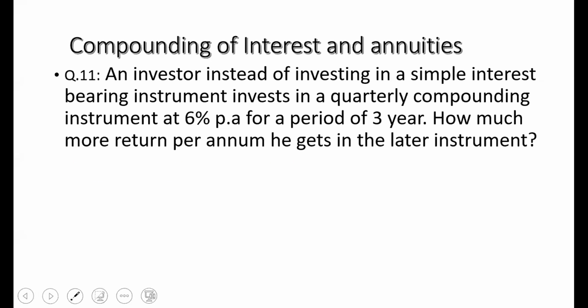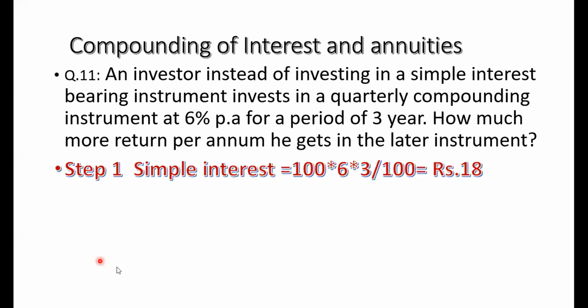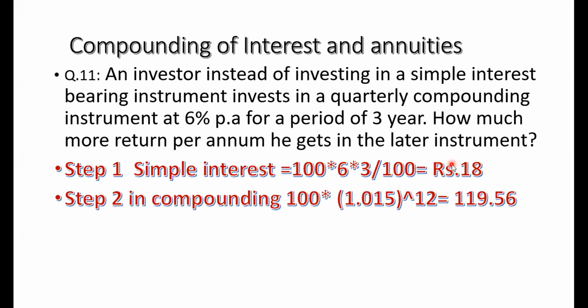Now, how to do it? Same formula, simple formula. How much more return? Instead of investing in simple interest, you get PNR by 100. Assume he is investing 100 rupees at 6% simple interest for 3 years. So you will get 18 rupees interest. Now you have to get the compound interest. It is getting compounded quarterly. So the 6% will become 0.015, to the power 3 years, 3 into 4, 12.